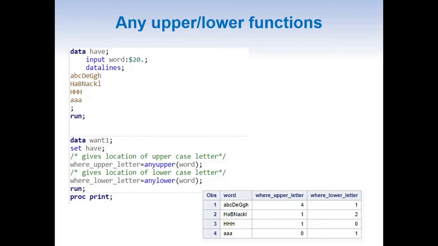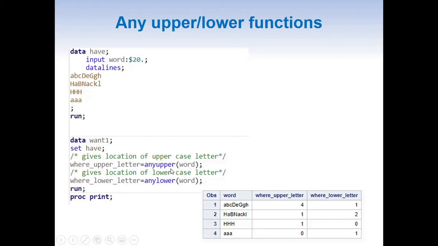These functions are known as the ANYUPPER and ANYLOWER functions. Now let us try to understand this again through an example. Here we have dataset have, and this dataset has a variable word and it has 4 observations. Now let us apply the ANYUPPER function and the ANYLOWER function on this variable.